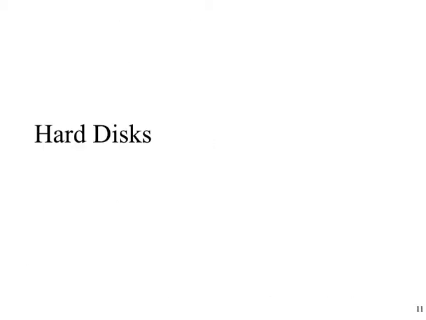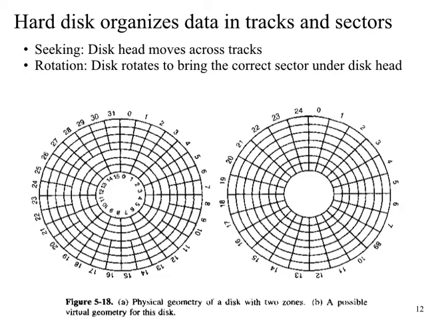So now we will focus on two specific storage devices, hard disks and solid state devices. So let's first begin with hard disks. Hard disks, also known as mechanical disks, organize data into tracks and sectors. So essentially hard disks store data as persistent storage.